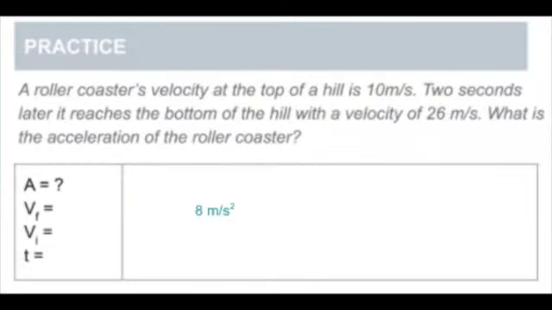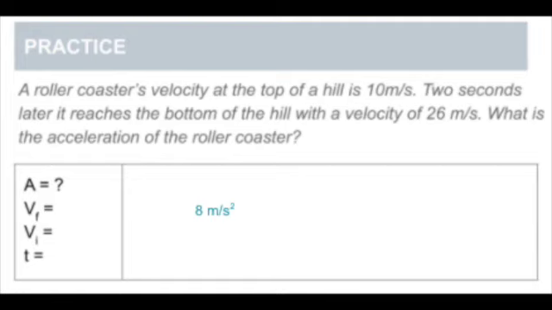To start, a roller coaster's velocity at the top of a hill is 10 meters per second. 2 seconds later, it reaches the bottom of the hill with a velocity of 26 meters per second. What is the acceleration of the roller coaster? Off to the side, I have each of the variables that we need to find. Acceleration is what we're trying to find, so I put a question mark. VF is our final velocity or ending velocity.